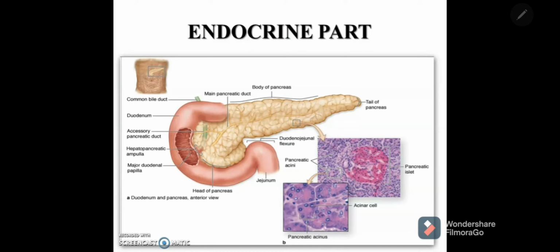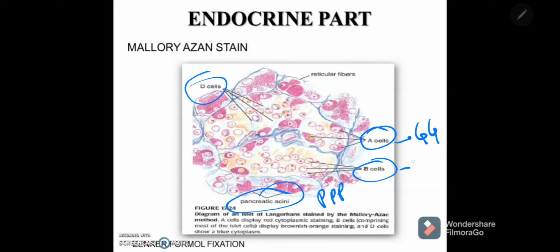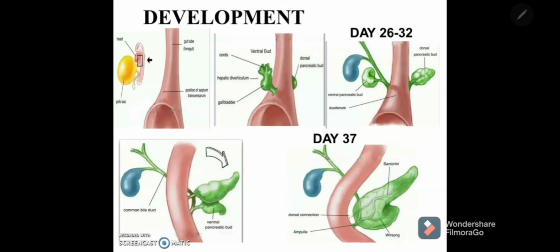The endocrine part is represented by the islets of Langerhans, pale stained mass of cells among darkly stained serous acini. So here the exocrine and endocrine parts are separate, and when you stain with the Mallory-Azan stain, the islets of Langerhans show different cells like alpha cells, beta cells, delta cells, and some pancreatic polypeptide cells. Alpha cells secrete glucagon, beta cells secrete insulin, delta cells secrete somatostatin.